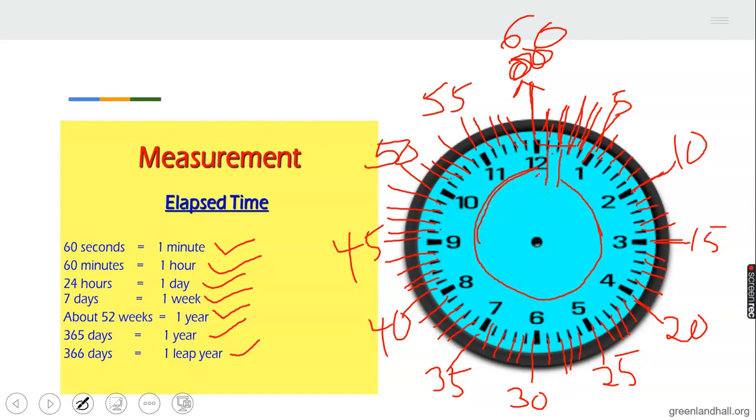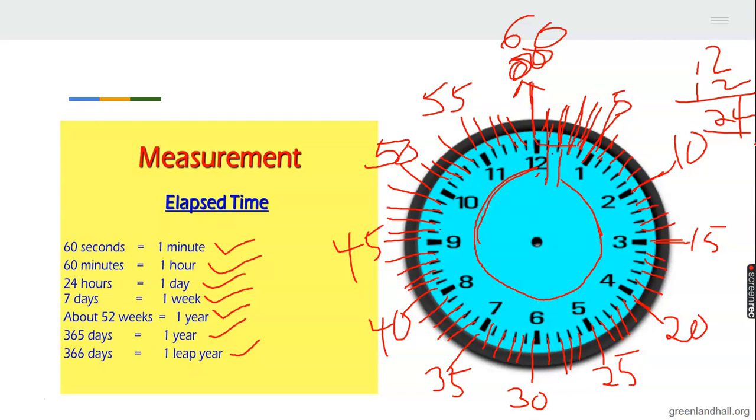So in one day, the clock moves round twice, from midnight to midday and from midday to midnight. So that's why we say 24 hours make one day. 12 plus 12 is 24. The first 12 and the second 12. 2 plus 2 is 4 and 1 plus 1 is 2. The first 12 and the second 12 makes 24. So there are 24 hours in one day.